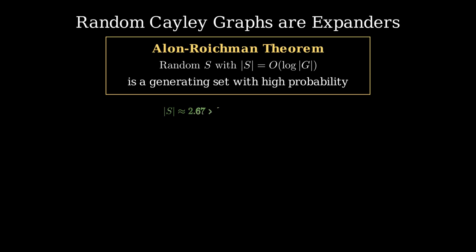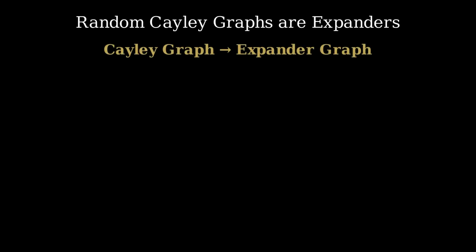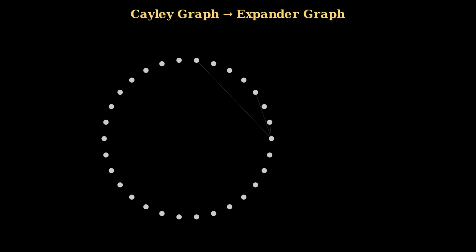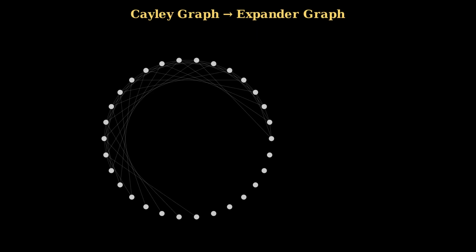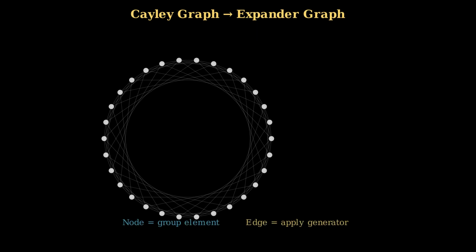More precisely, the size of S is about 2.67 times log |G|. This grows only logarithmically, an enormous saving. But this result tells us something even deeper. The Cayley graph built from this random generating set is an expander graph. In a Cayley graph, each node represents one group element. Think of it as a state of your data. Each edge corresponds to applying one generator from S.